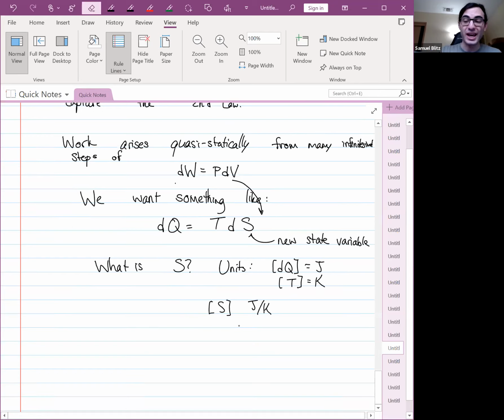So it certainly can't be internal energy because internal energy has units of joules. So what state variable is this? Well, it's no state variable that we've encountered yet. There are no state variables that we've encountered yet that have units of joules per Kelvin.